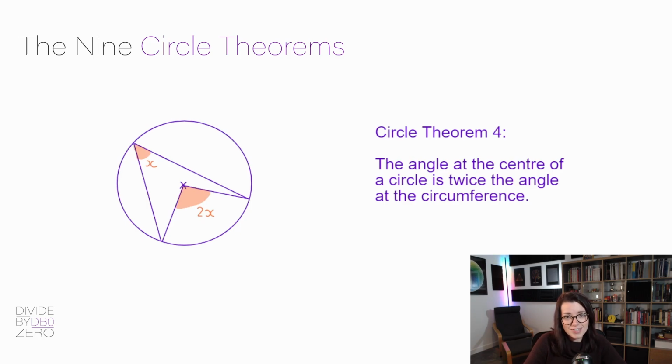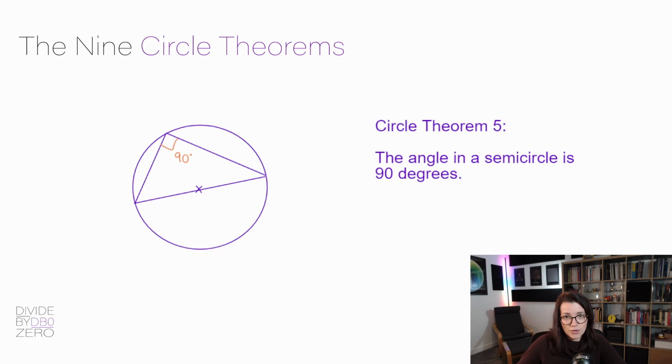Circle Theorem 4. The angle at the center of the circle is twice the angle at the circumference. So if you've got an angle x there on the circumference, then the angle at the center will be double it, 2x.